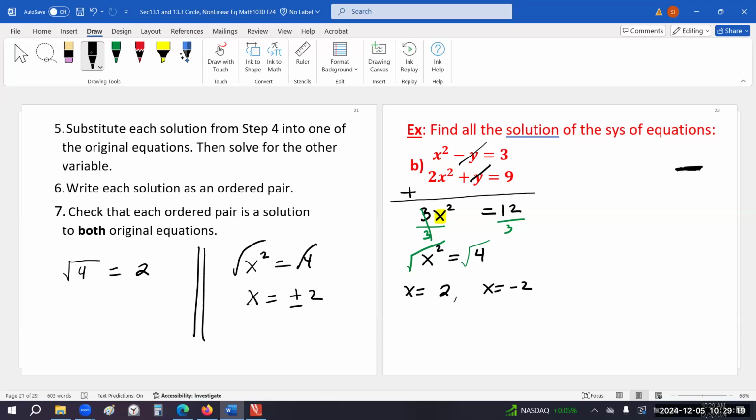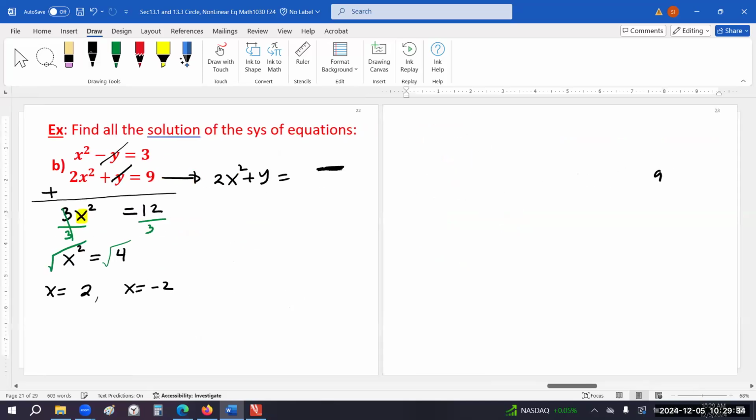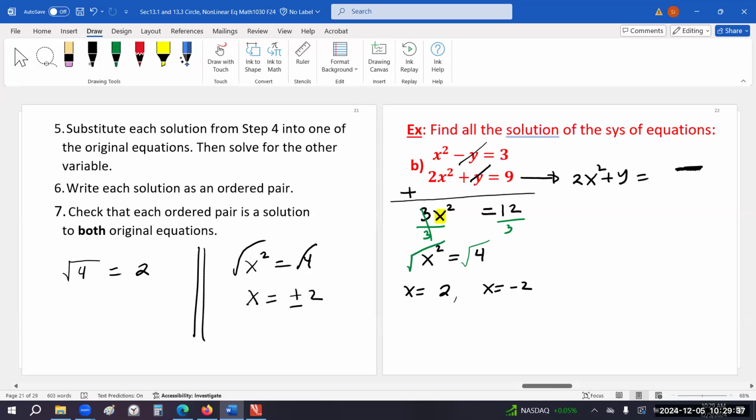So we found two x values. That means we have two y values for each one of them. So we take one equation: 2x squared plus y equals 9. Our goal is to get the y alone because we need to solve for y. So subtract 2x squared from both sides, and we get y is 9 minus 2x squared.